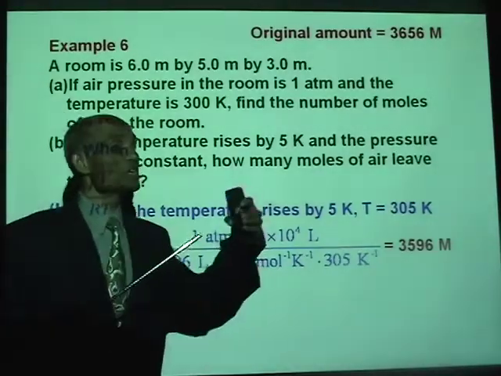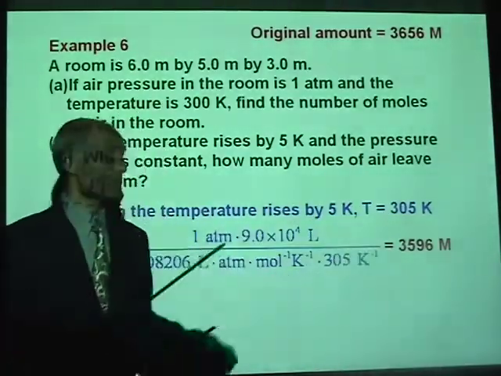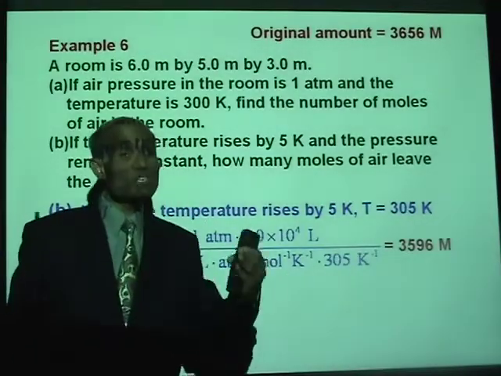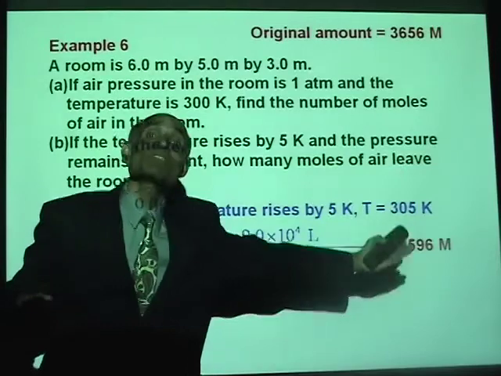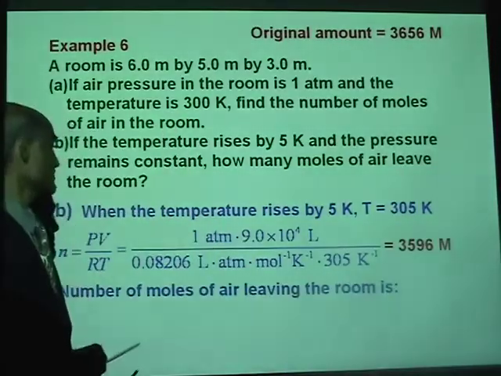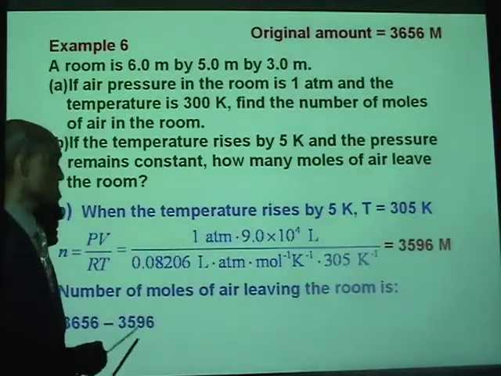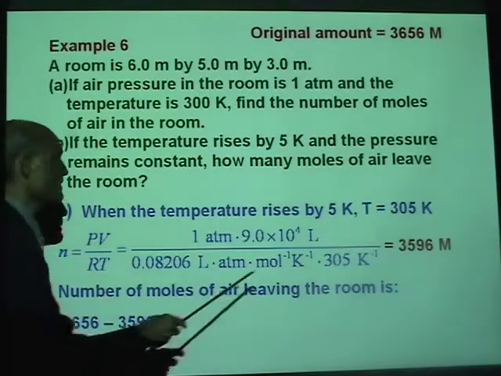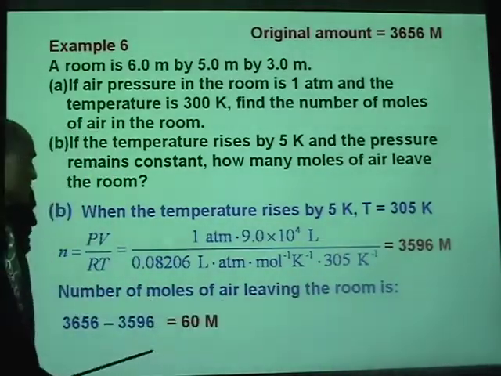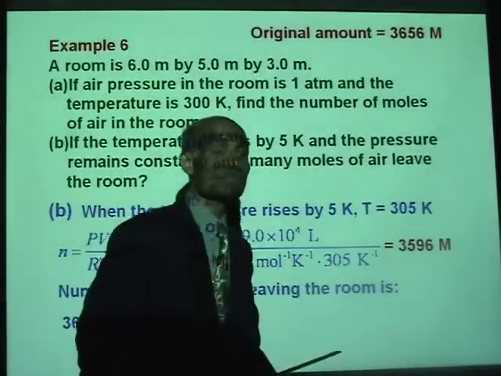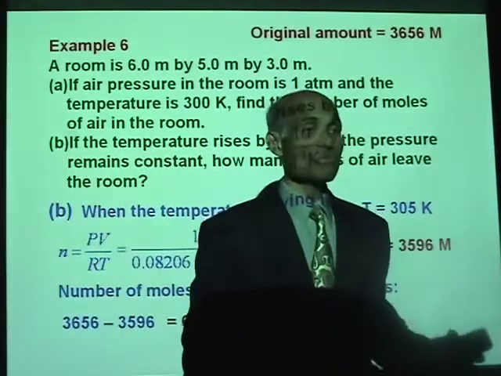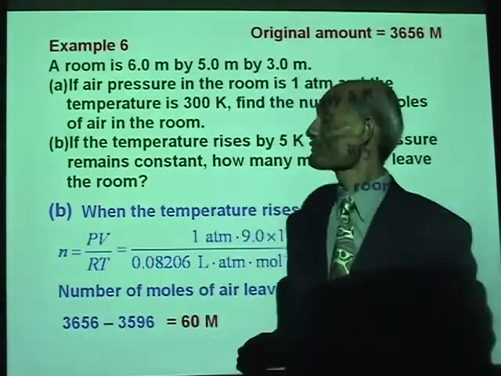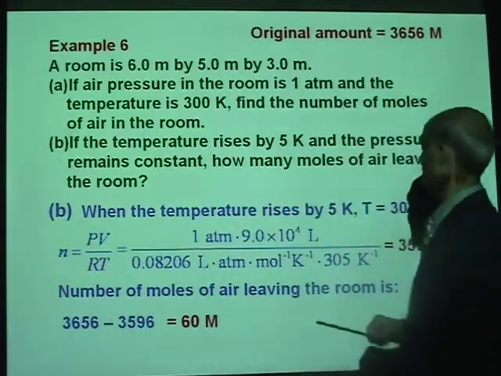Now, you know the number of moles previously. You know the number of moles at a higher temperature. That means some air has left the room. How many moles have left? It is 3,656 minus 3,596. 60 moles of air left the room when the temperature rose by 5 Kelvin. Alright, let's move on.